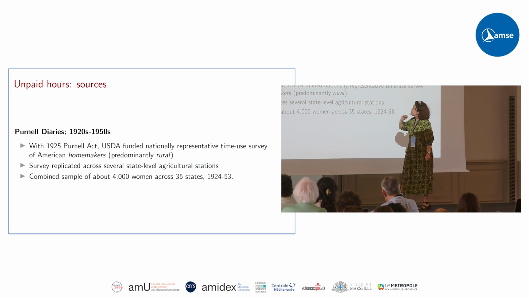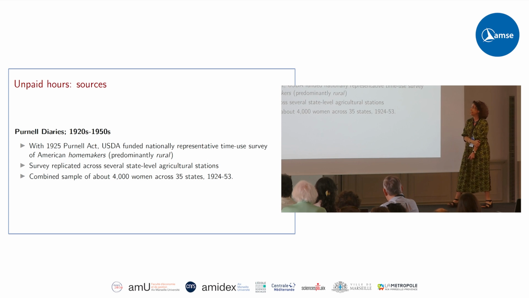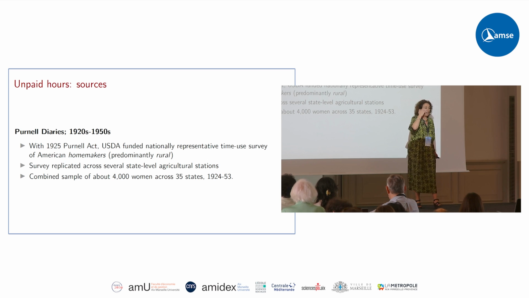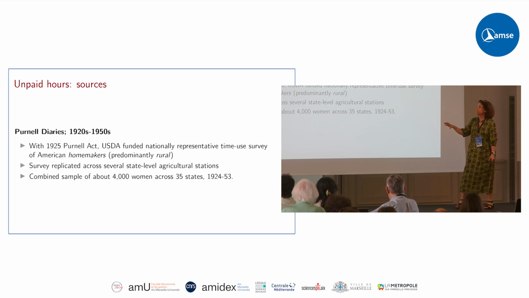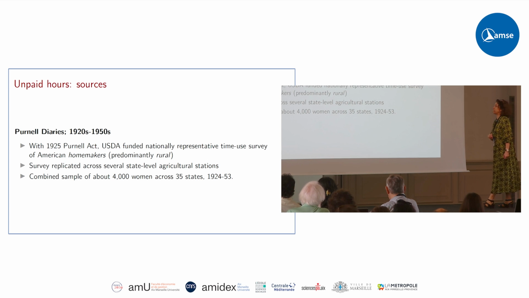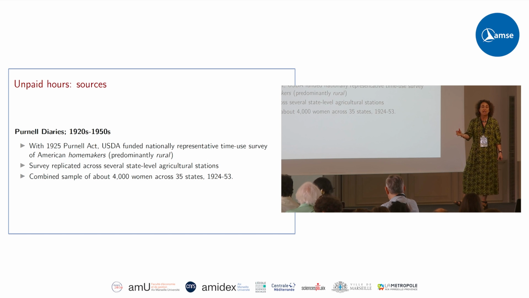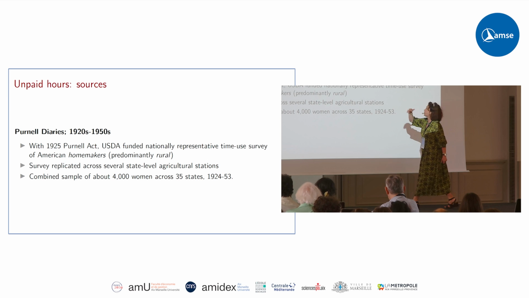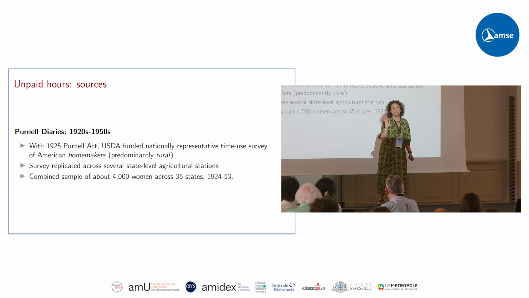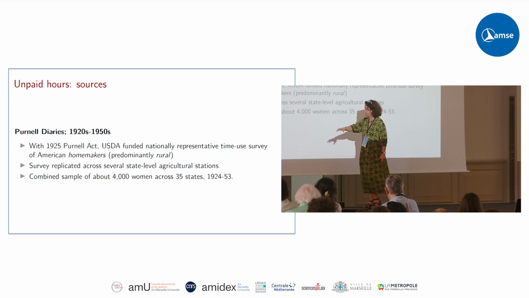So the most important source of unpaid hours for us were these so-called Pernal diaries, which were covering the period between the 1920s and 1950s. These started with the 1925 Pernal Act, which commissioned a nationally representative survey of the US Department of Agriculture across American homemakers. The purpose of this survey was to cover the working conditions and the lives of American homemakers that were predominantly rural. So nationally representative, but focusing on a certain demographic group.